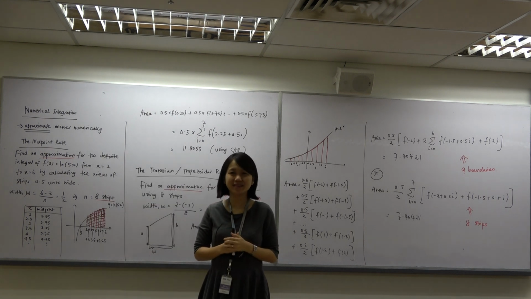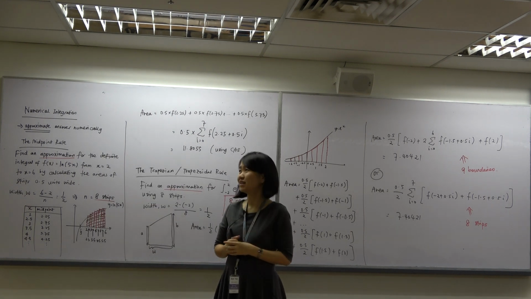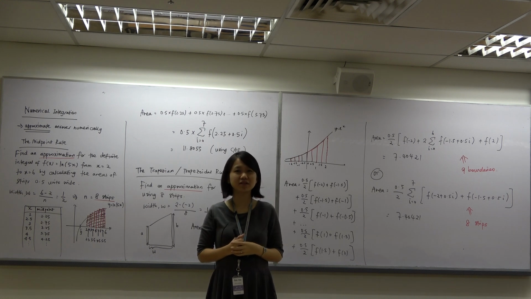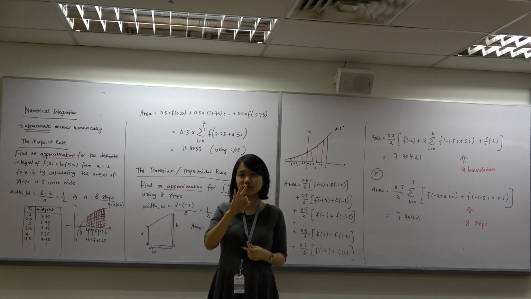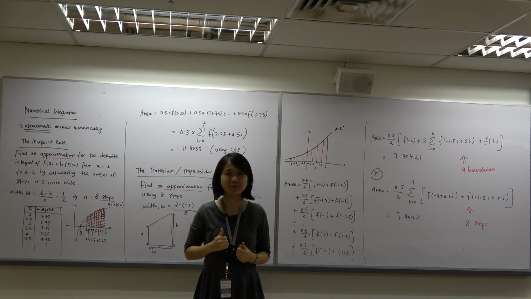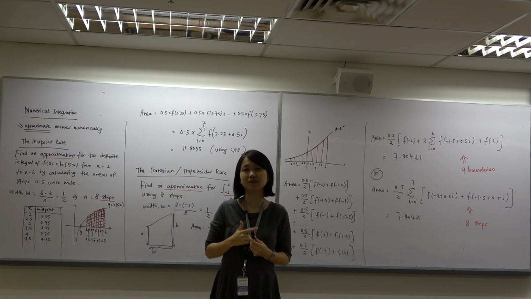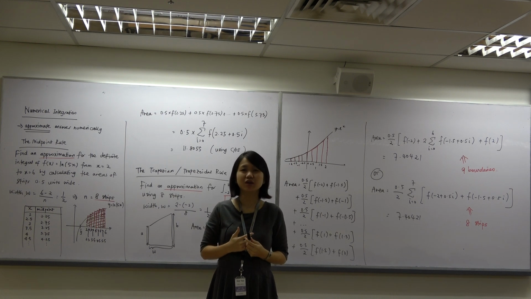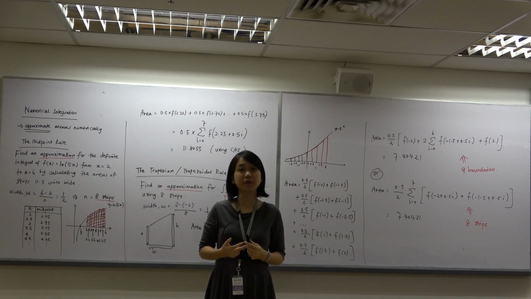Okay, today's lesson we are going to talk about numerical integration, right? And in numerical integration in mathematics specialists, we are going to do 3 rules. The first is what we call the midpoint rule, where you are going to use rectangles to approximate area. And the second would be the trapezoidal rule or the trapezium rule, where you are going to use trapeziums to approximate area. And the last one, Simpson's rule, will be using 2 curves.